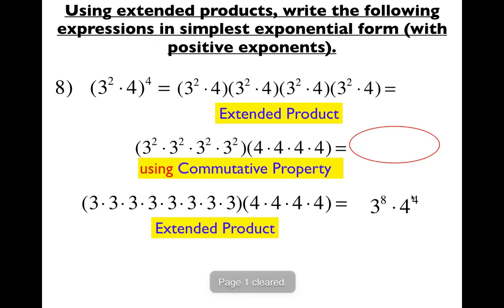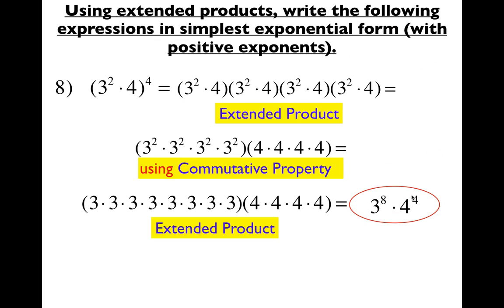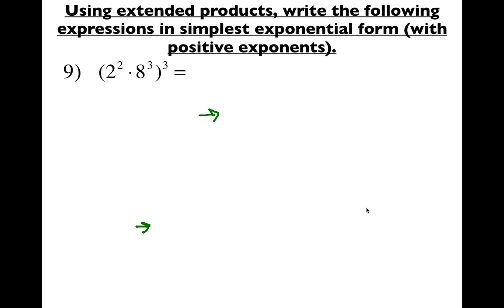Okay. So what you're going to notice today is you're going to definitely be using extended products, okay? Because you're showing yourself how I'm getting to this answer. You're extending out what does 3 squared really mean? What does 3 squared times 4 raised to the 4th power really mean? And that's how you're going to be able to get your answer. Okay, go ahead and try again and pause for number 9 and see how well you do.